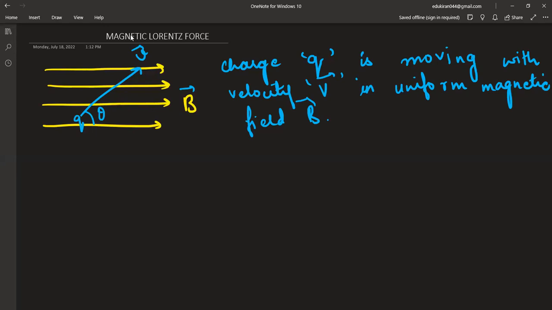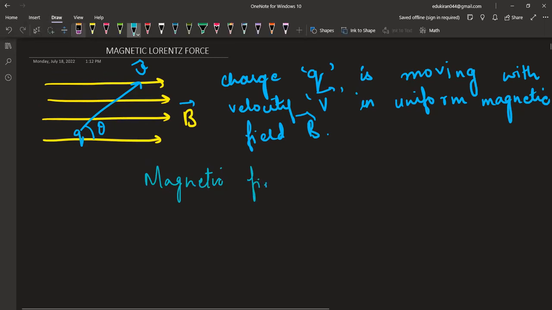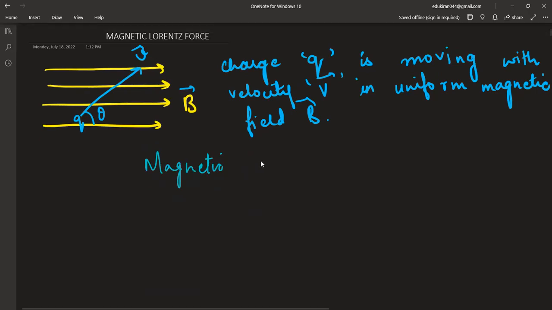The magnetic Lorentz force. This is the next topic. Now, before we discuss the Lorentz force in detail, we talked about electric force. What was electric force? Electric force was basically QE, charge multiplied by electric field. But that was when an electric field was present. If only a magnetic field is present, the force that will be acting will be simply known as magnetic force.